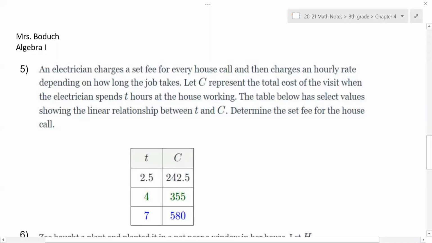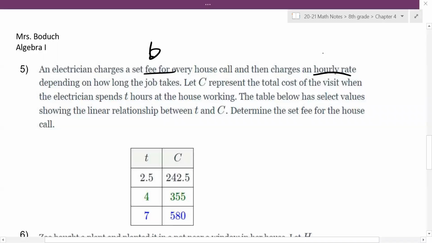An electrician charges a set fee for every house call. So a set fee for every house call, that's going to be my b. And then charges an hourly rate. Your hourly rate is going to be your slope, depending on how long the job takes.